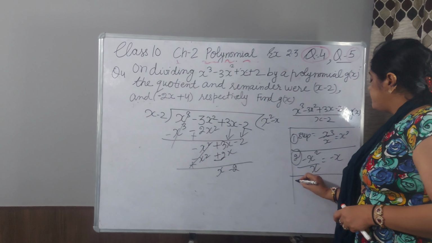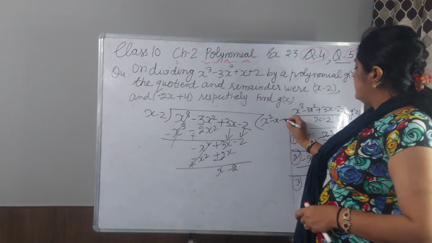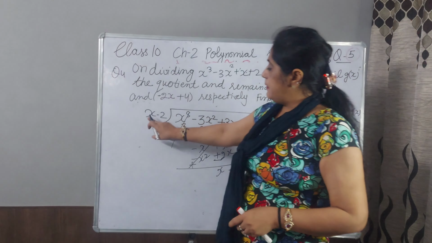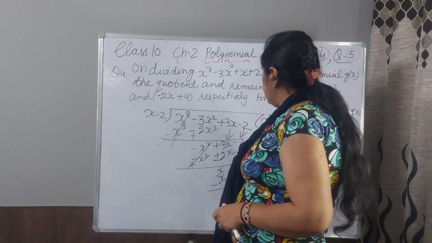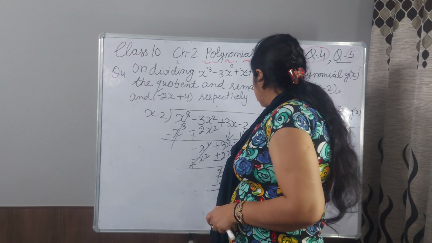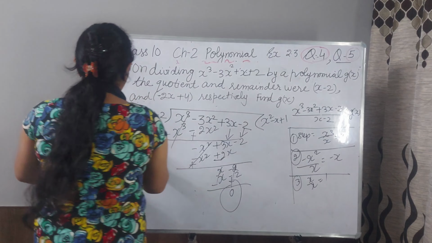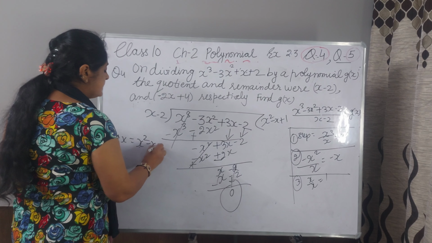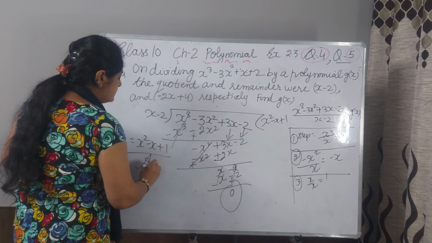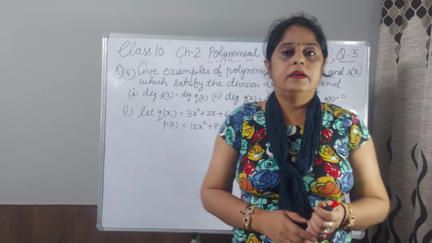Now third step. X divided by x. You will get 1. 1 you write here. 1 multiply x minus 2, x minus 2 we will get. Now change the sign. And we have got our gx: x square minus x plus 1. This is your answer. Now I will explain fifth part. Now question 5.